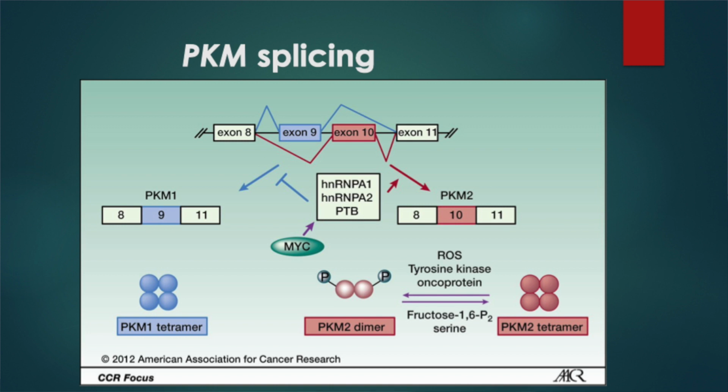So these genes, for example, one example is c-MYC. MYC is an oncogene, and whenever MYC is overproduced in the cells, the PKM2 isoform is produced, and this is by the production of heteronuclear RNP proteins. So these proteins will preferentially create the M2 isoform. The M2 isoform is produced by the joining of exons 8, 10 and 11.